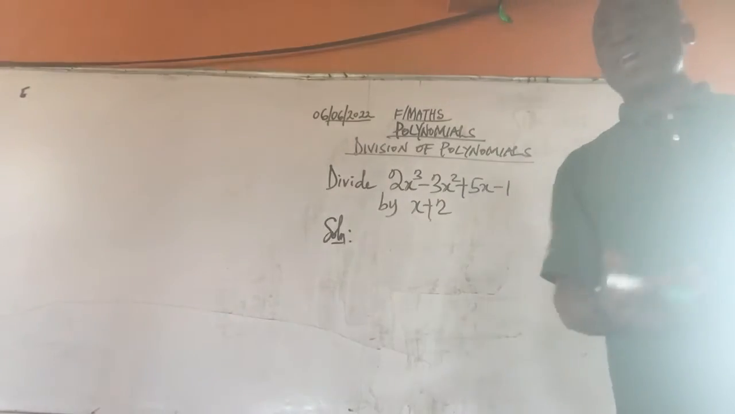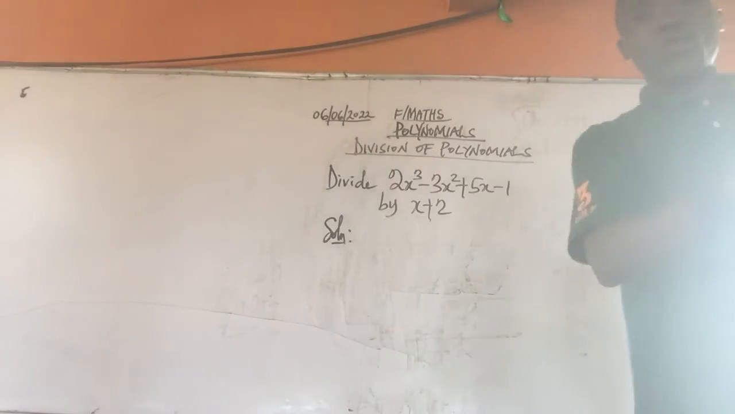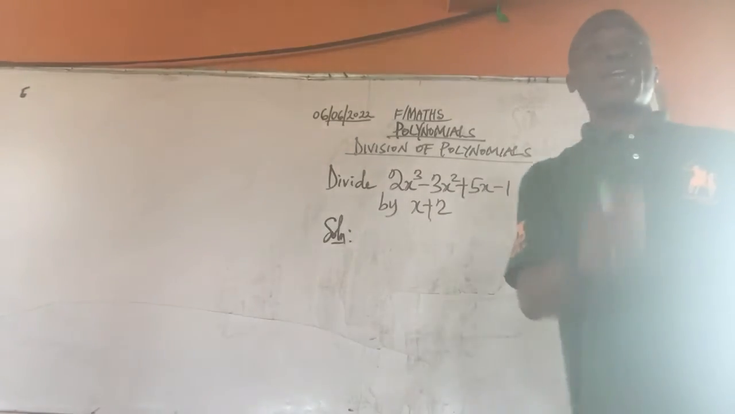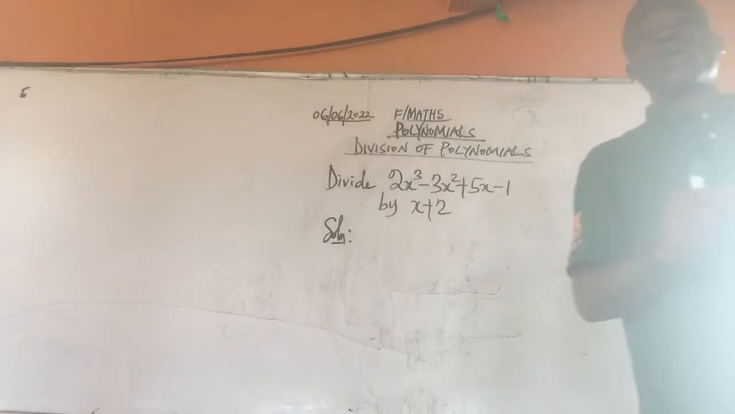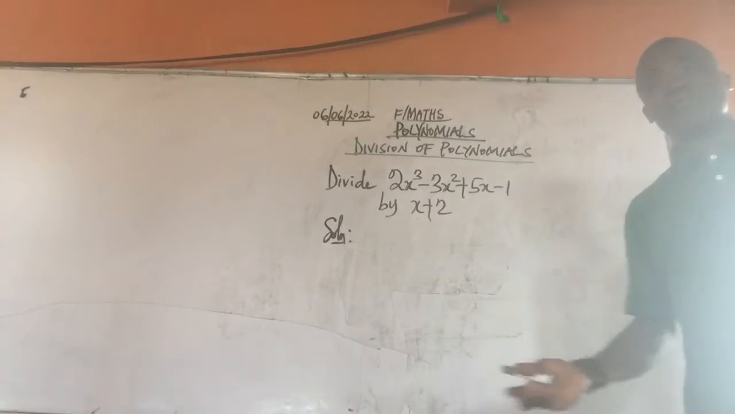Now, in our polynomials, our x plus 2 is what we call the divisor, and our 2x cubed minus 3x squared plus 5x minus 1 is what we call the dividend. Now, the question remains this: how do we solve the question?